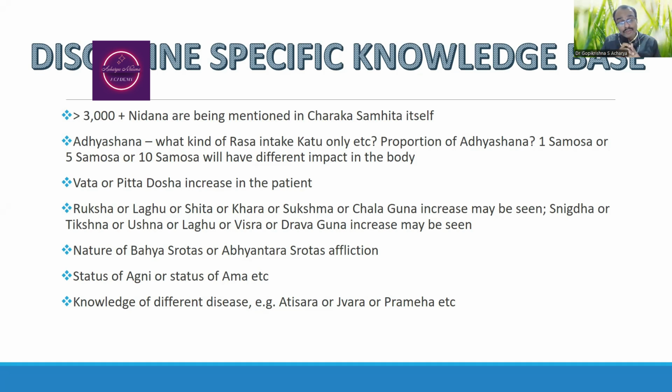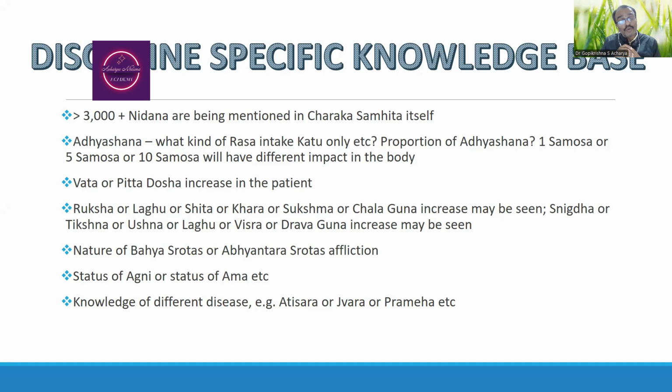As far as abhyantara srotas are concerned, we have to know about the status of health of pranavaha srotas, annavaha srotas, udakavaha srotas, etc. When you think about the Agni and Ama, in case of Agni it is mentioned that Ushma, Vayu, Kleda, Sneha, Kala, and Samayoga. These are the 6 Ahara Parinamakara Bhava that will have an impact on the functioning of Agni.